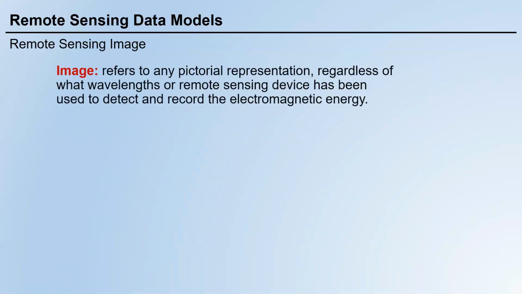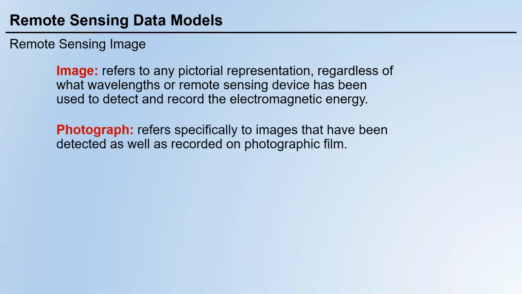Now let's talk about different remote sensing data models. But before that, let's talk about remote sensing image. Because no matter what kind of data model you are using, you are using it to produce image. So image refers to any pictorial representation regardless of what wavelength or remote sensing device has been used to detect and record the EMR.